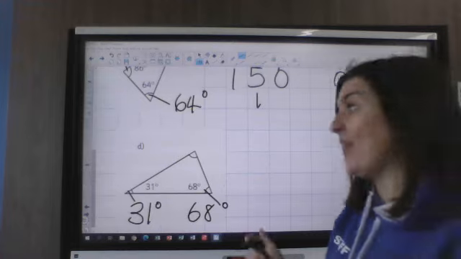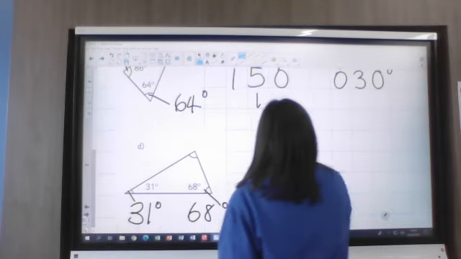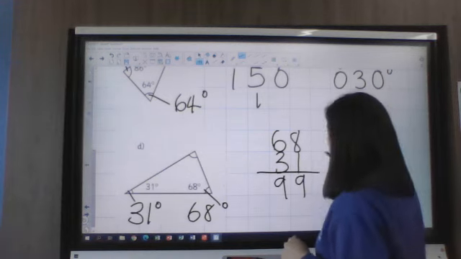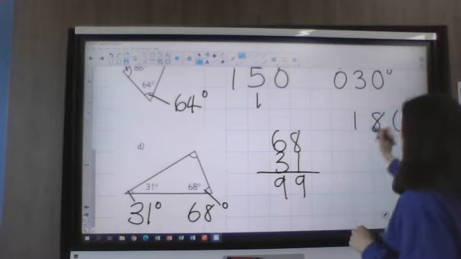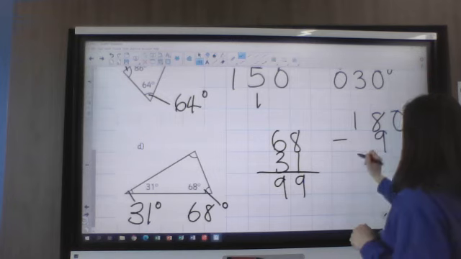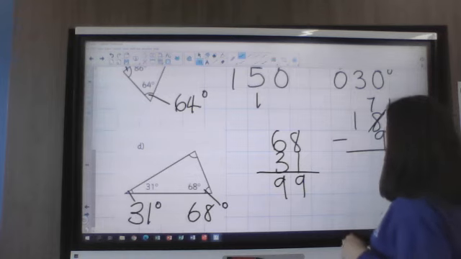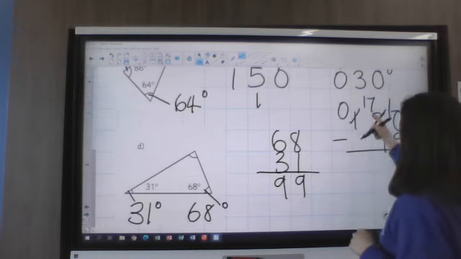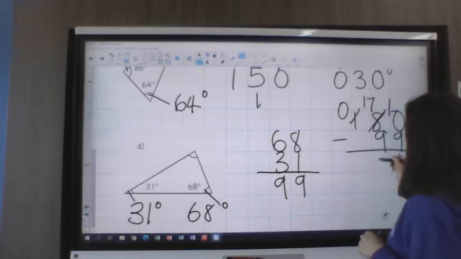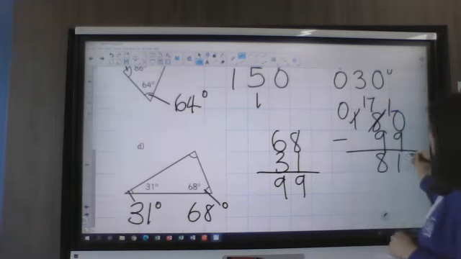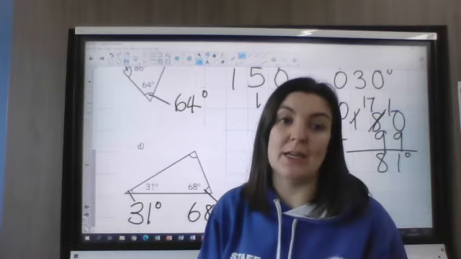Okay, so you should have had a go at that one. You should have done 68 and 31 first. So that's 99, and then 180 take away 99. So 0 take away 9, I can't do. So 10 take away 9 is 1. I can't do 7 take away 9. So 17 take away 9 is 8. And so my missing angle would be 81 degrees.